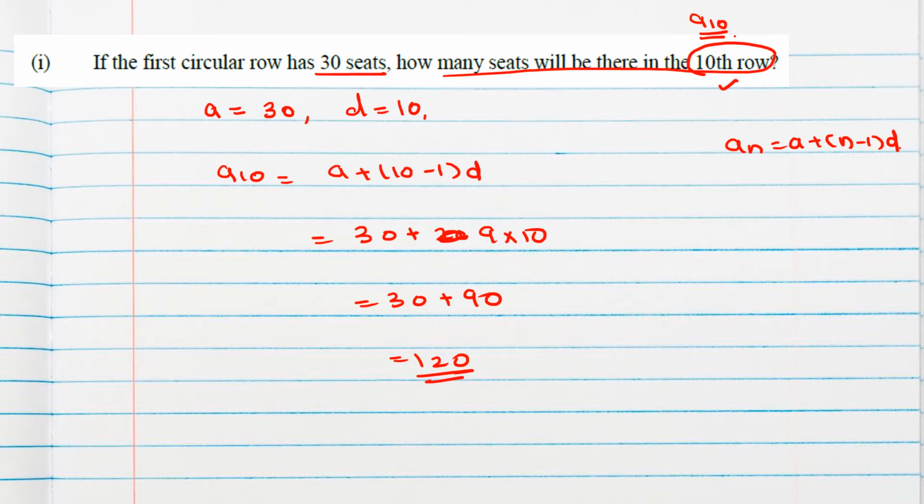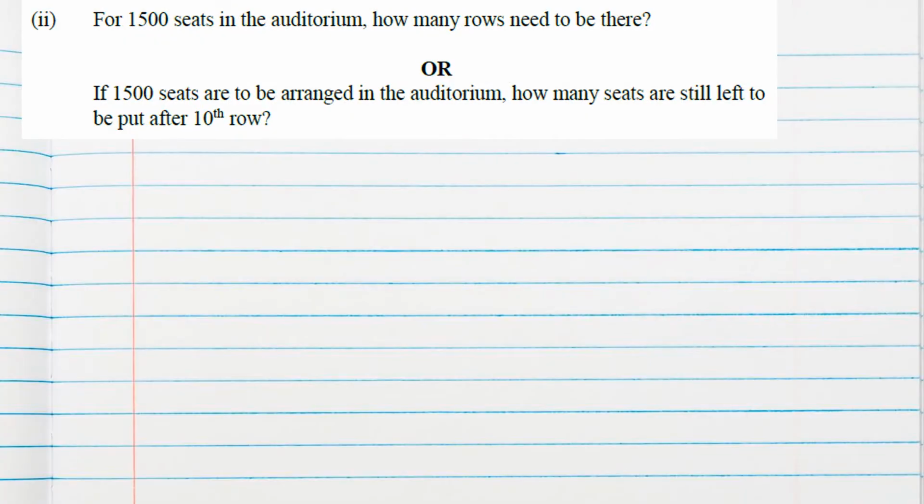Okay, moving on to the next question. This is for 2 marks. So in this year for every 2-mark case study question they are giving an internal option. For 1500 seats in the auditorium, that means they are saying total seats.